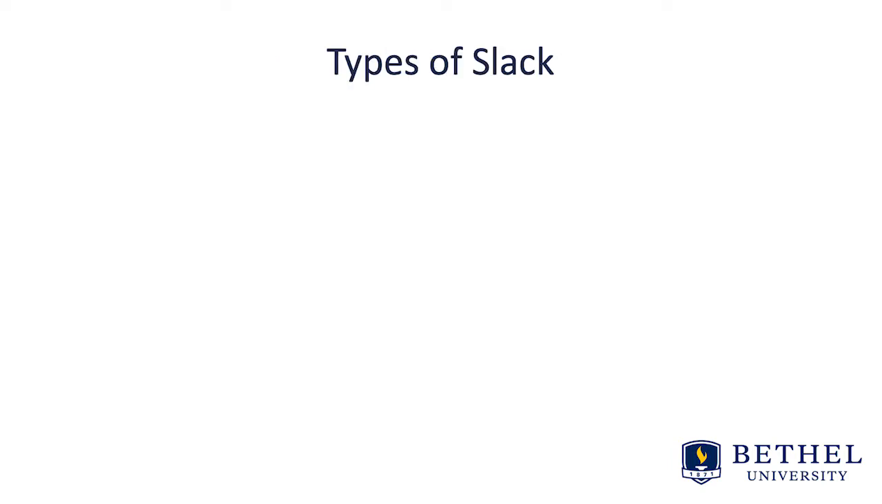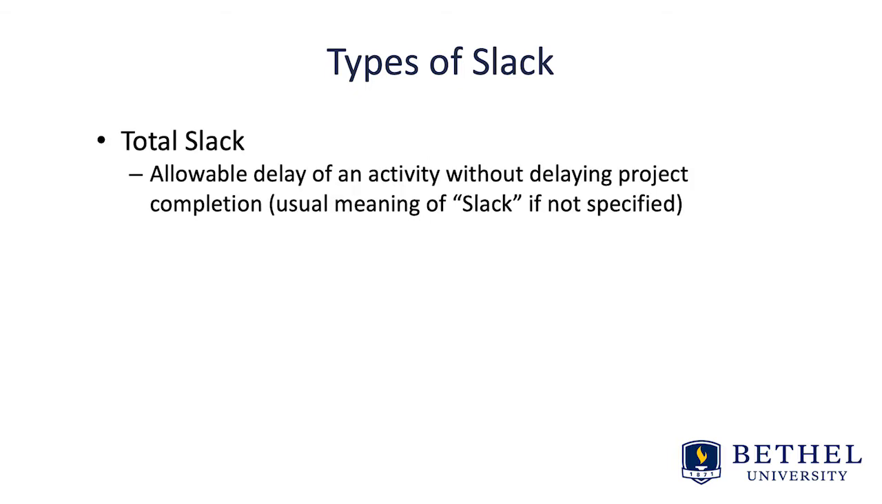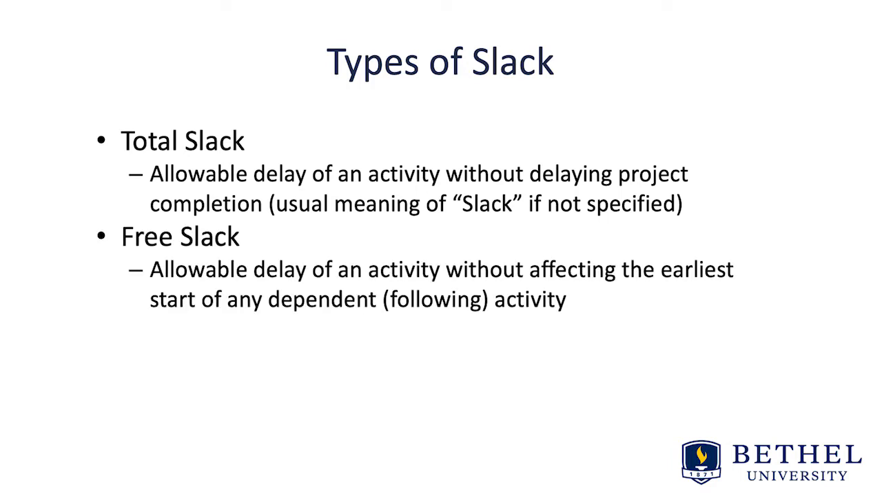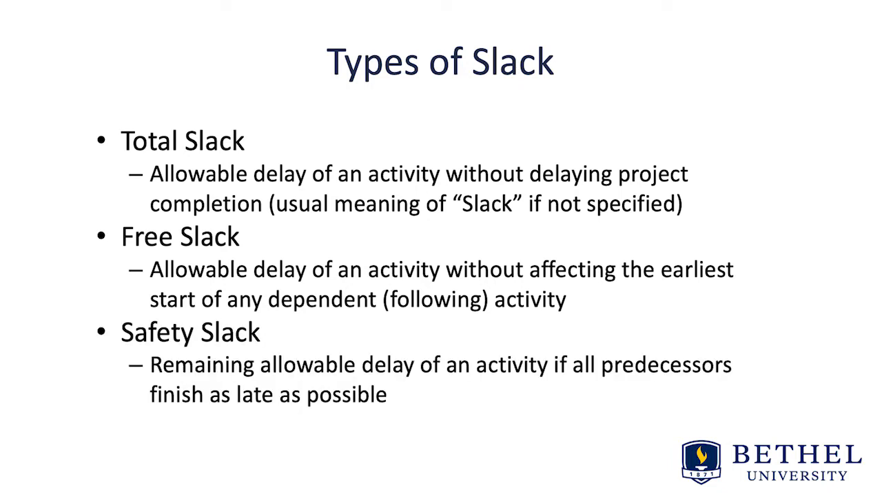We have different types of slack: total slack, free slack, and safety slack. Total slack is the allowable delay of an activity without delaying the project. Free slack is allowable delay of an activity without affecting the earlier start of any dependent activity. And safety slack is the remaining allowable delay of an activity if all predecessors, or activities that start before that specific activity, finish as late as possible.